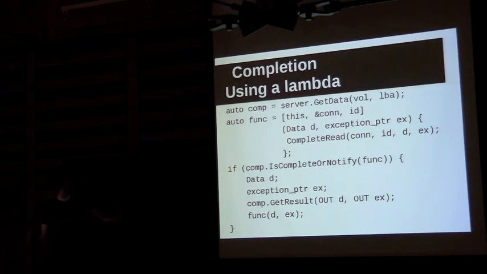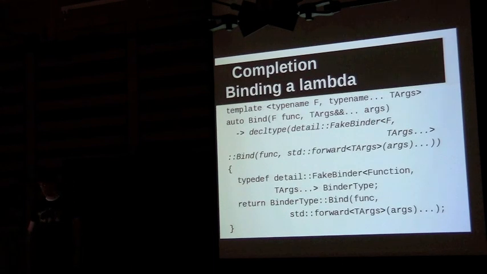So you can use lambda functions, say is complete or notify func. This is why we actually use bind with capital B, because you can't call std bind or boost bind on a lambda function. It doesn't actually make any sense to do that. You've already got the whole function that you want, so you can't bind it again, and it's just weird.